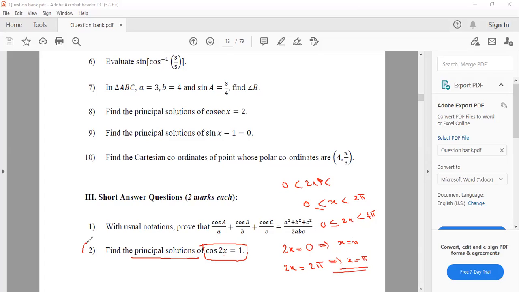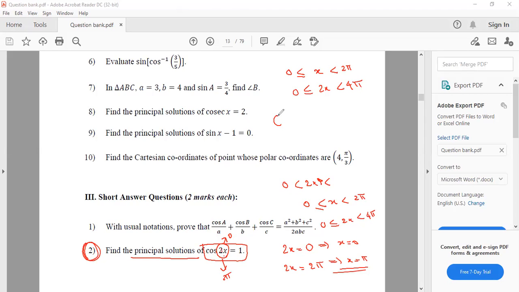Be careful about this, sir. Please explain once more. See, whenever I say principal solution, the value of x is from 0 to 2 pi, one full circle. But it is 2x here, so it goes up to 4 pi. So 0 to 4 pi means two circles. When this is 0, you will get 1. When this is 2 pi, that time also I will get 1. 4 pi, cos is also 1. Understood? Yes sir.